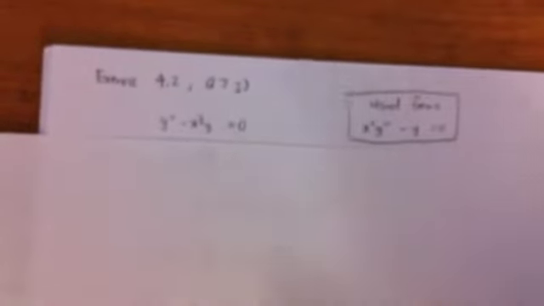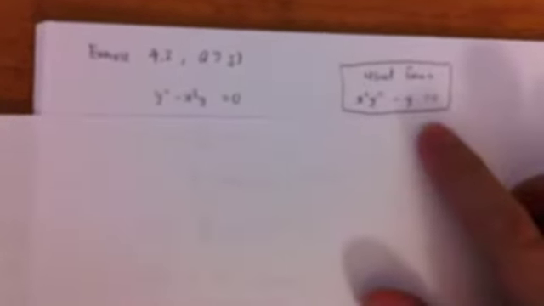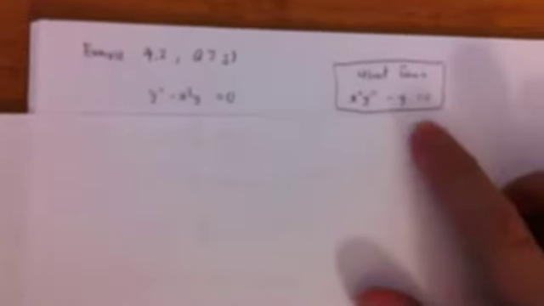In that case, we can just use the ansatz y = x^n, and this will work out very well. But in this case, we can't exactly use it. So I'm going to go through how to solve it.